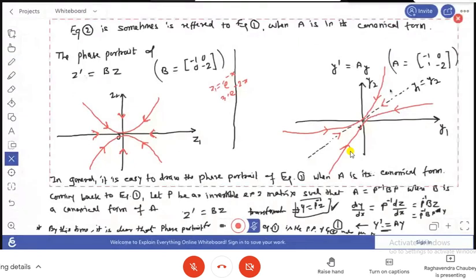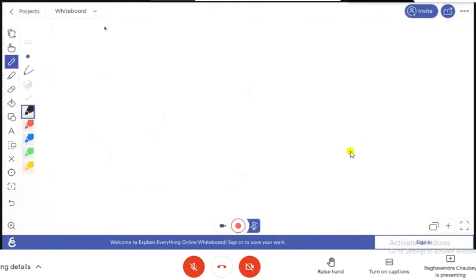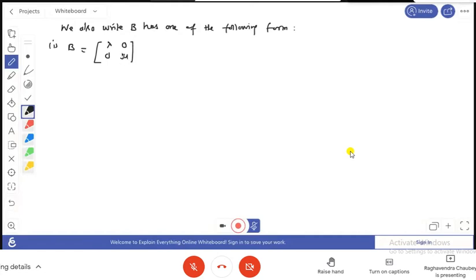So we come to the next page, and we also write our matrix B has one of the following forms. Suppose our matrix B is in the canonical form with lambda and mu, or the matrix B is such that these two are the same and of this type, or in the different case your matrix is in this form.